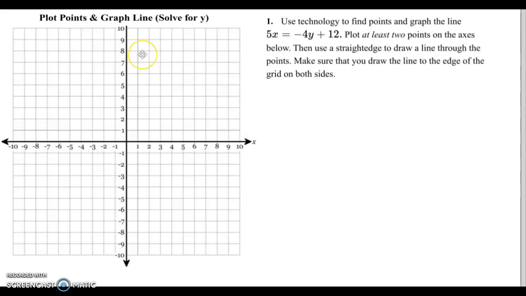Alright, so here it says use technology to find points on the graph and the line. Please plot at least 2 points on the axis below, and then use a straight edge to draw the line through the points. Make sure you draw the line on the edge of the grid on both sides. So what we're going to do is first we're going to solve this for y.